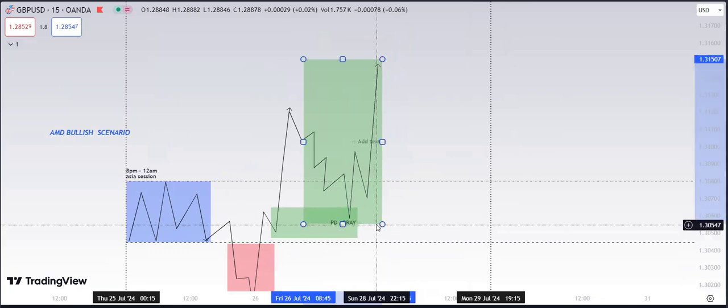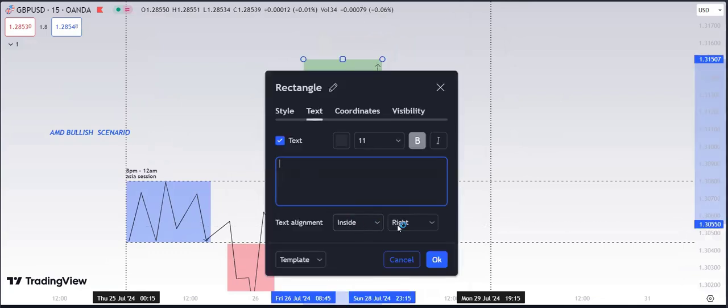Then our time for New York: the New York Q zone is 7 a.m. to 10 a.m. These are the trading sessions for New York. Anything outside this, we don't trade. Anything outside this, we're not taking that trade.